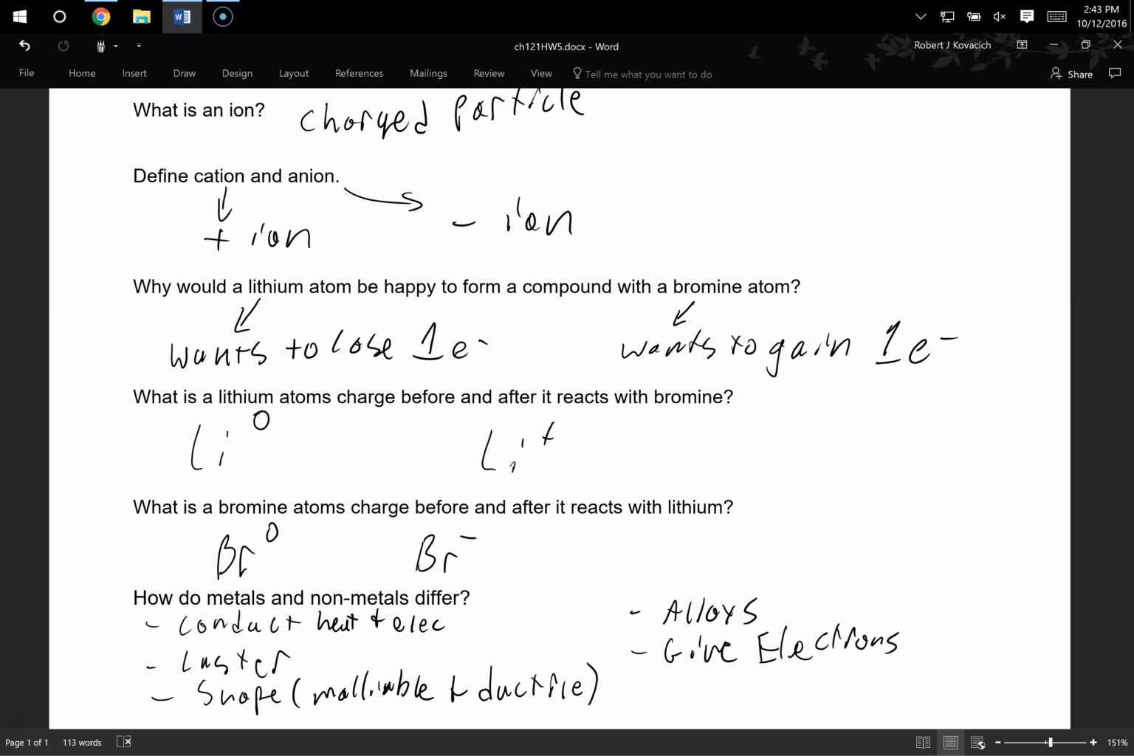Anything else? Mostly solids, yeah, we can throw that in there. Besides the one, anything else? So then we could say all that stuff opposite for the nonmetals. They're not lustrous, they don't conduct electricity or heat well, can't form alloys, they take electrons. They're mostly not solids. Okay.